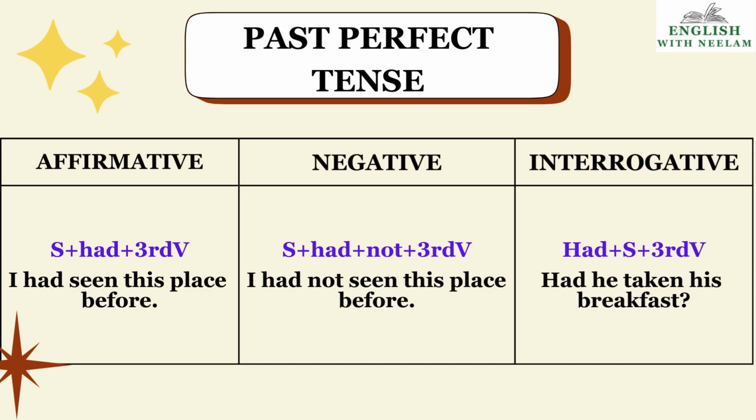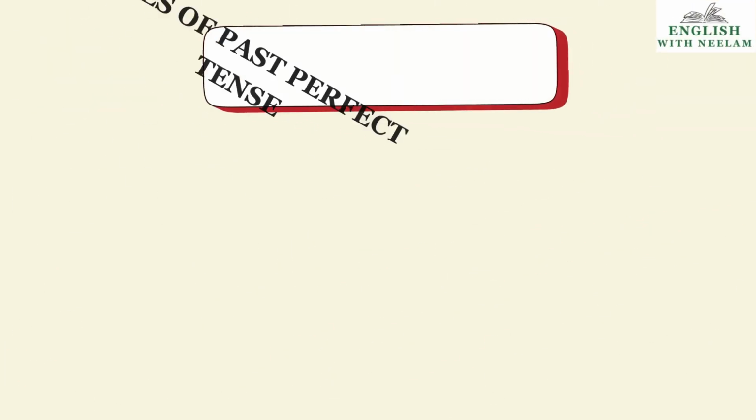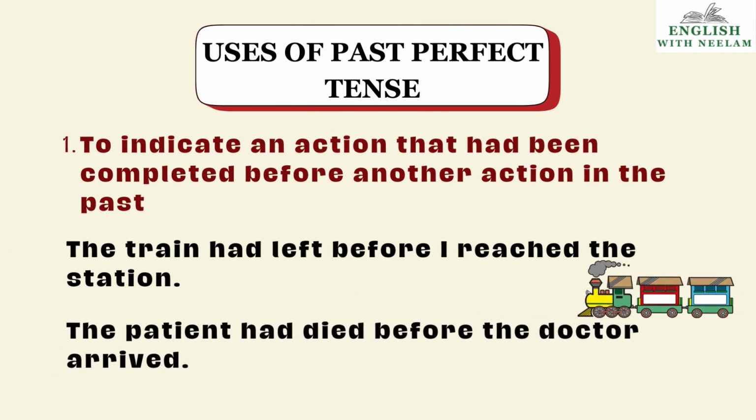Now children, we come to the uses of past perfect tense. First is to indicate an action that had been completed before another action in the past. Children, this is very, very important. Children really make mistakes while writing these kinds of sentences. The train had left before I reached the station. Two actions happening in the past, and for the action that happened earlier we will use past perfect tense, and with the other one we will use past simple tense.